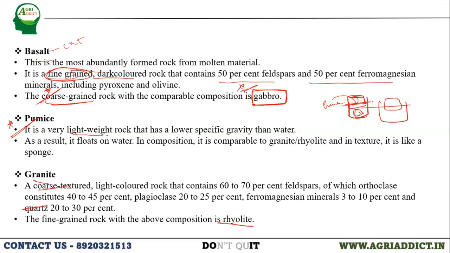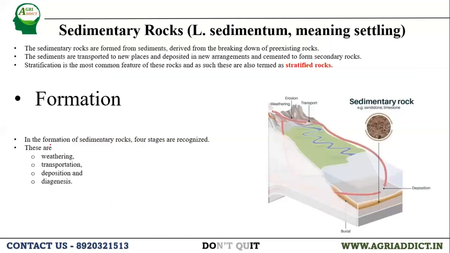This is because pumice is a very lightweight rock and has a lower specific gravity than water. See, physics is physics, we have to apply it here. If two materials are there and one has a lower specific gravity than the other, what will happen? Automatically, the one with lower density will float on the higher density one. So this is the same principle we have to apply here. Pumice is a very important example.